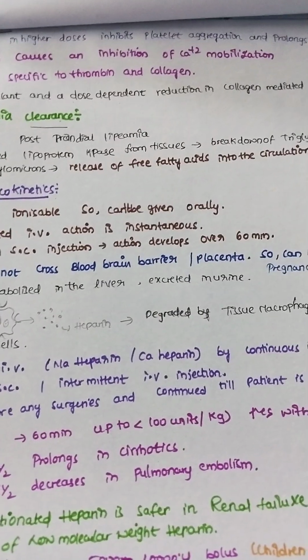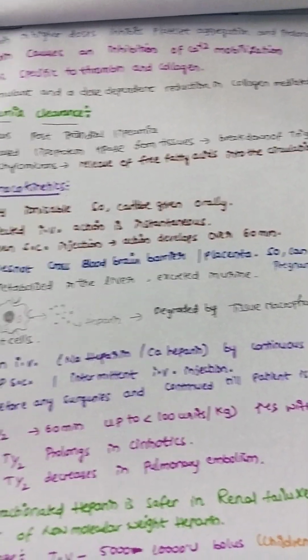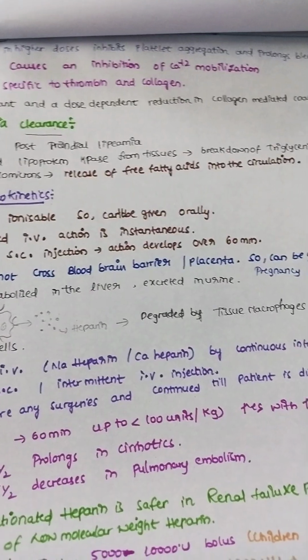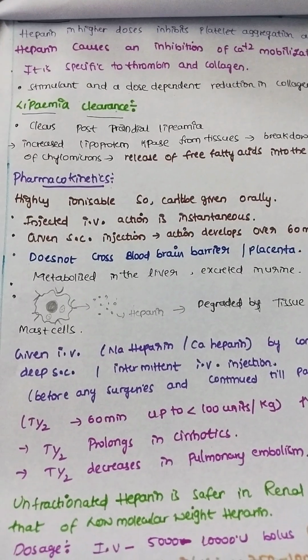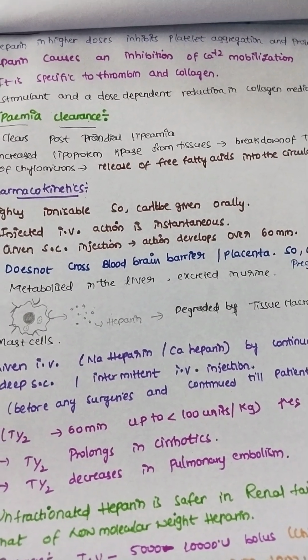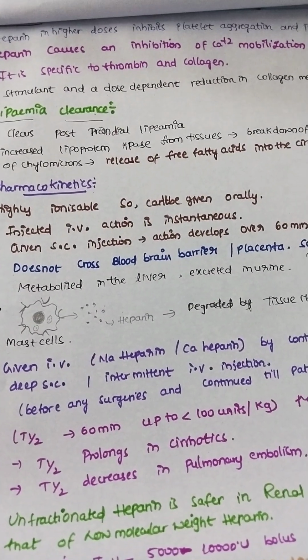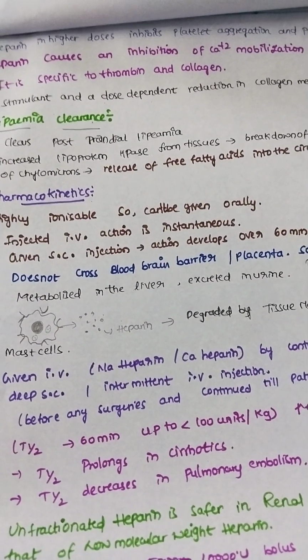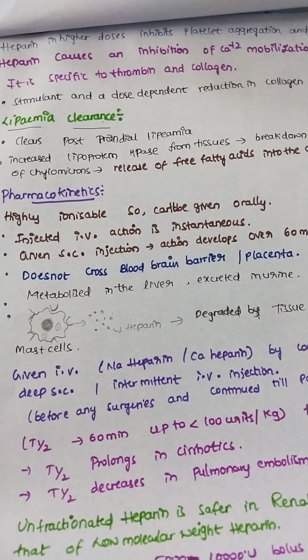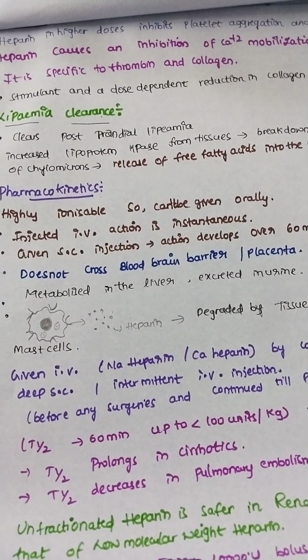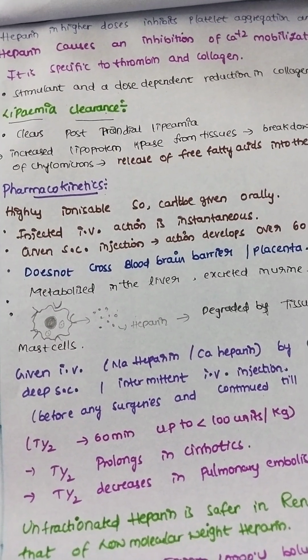Heparin in higher doses inhibits platelet aggregation and prolongs the bleeding time. Heparin causes an inhibition of calcium mobilization. If there is no calcium, which is the fourth factor of coagulation, then there will be no clotting. So heparin prevents clotting.